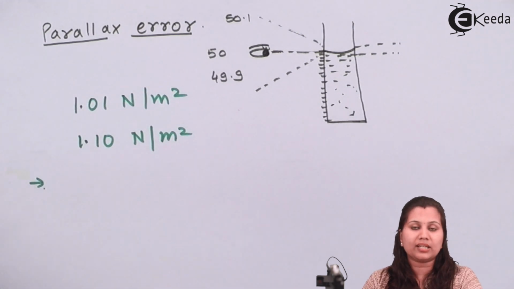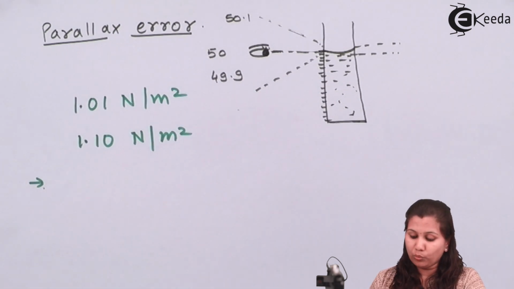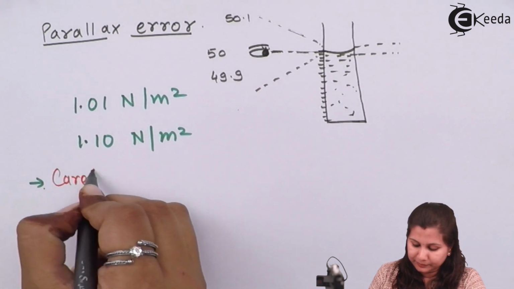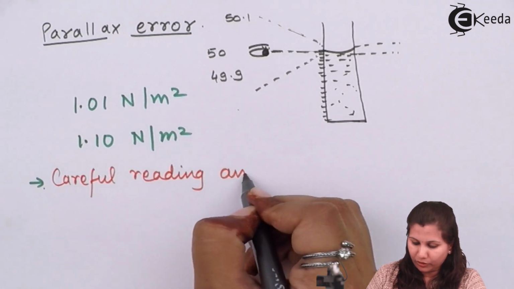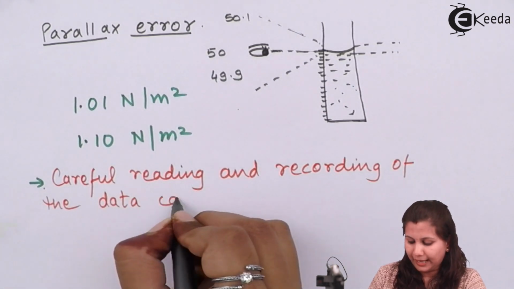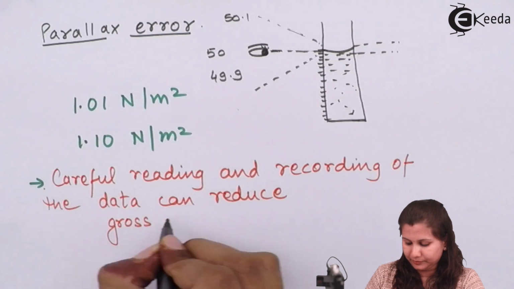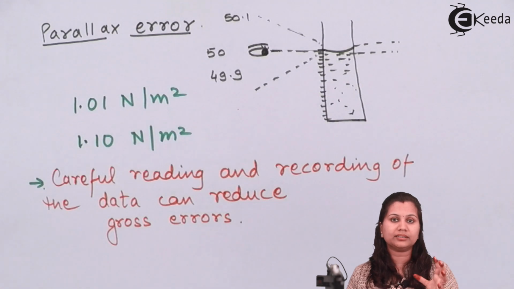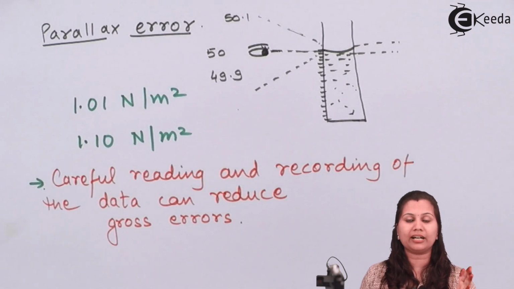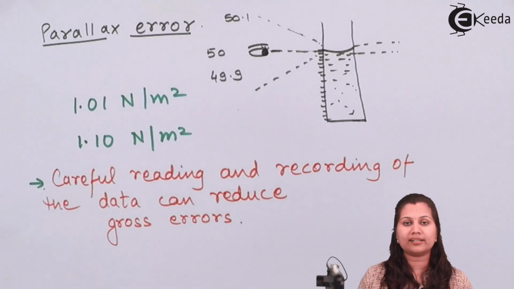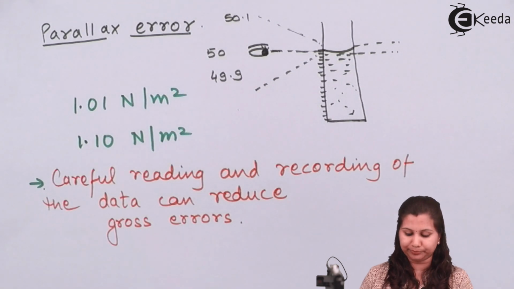So there are various ways in which the operator or the human can create an error in the measurement. So how can we eliminate the gross error? Careful reading. When the operator or the person is reading the instrument, if he is careful at the time of reading and recording the data, then the gross errors can be reduced to some extent.